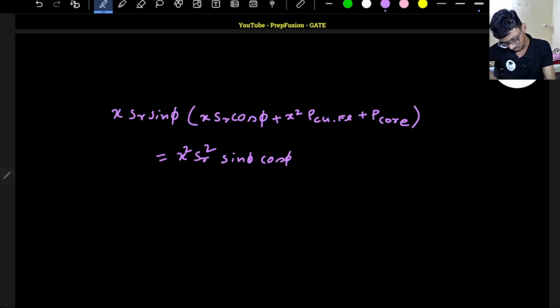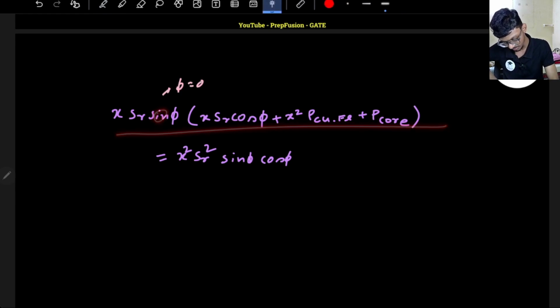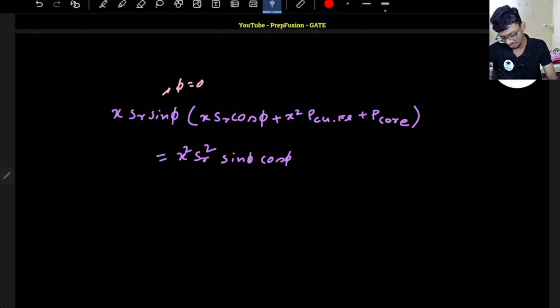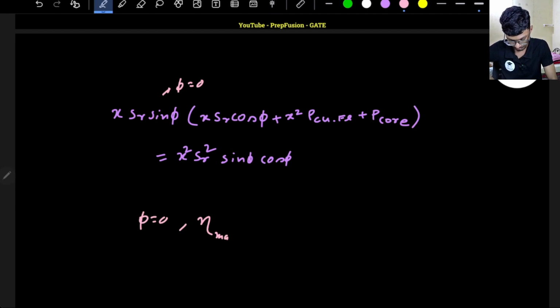So there is a possibility that these two are equal if my phi is 0. If my phi is 0, this is 0 multiplied by anything will be 0, this is also 0 multiplied by anything will be 0. So 0 equals 0 is satisfying. So that means at phi equals 0, I will have maximum efficiency.